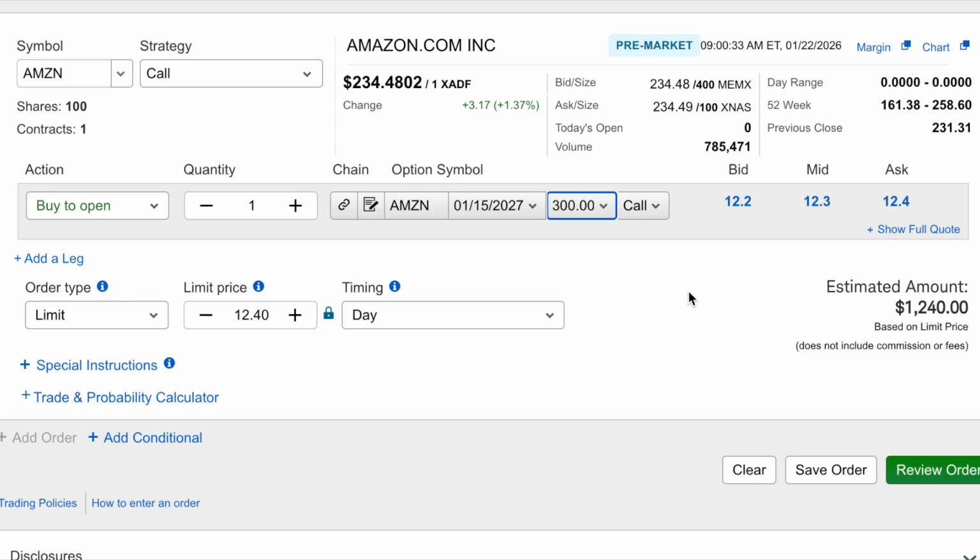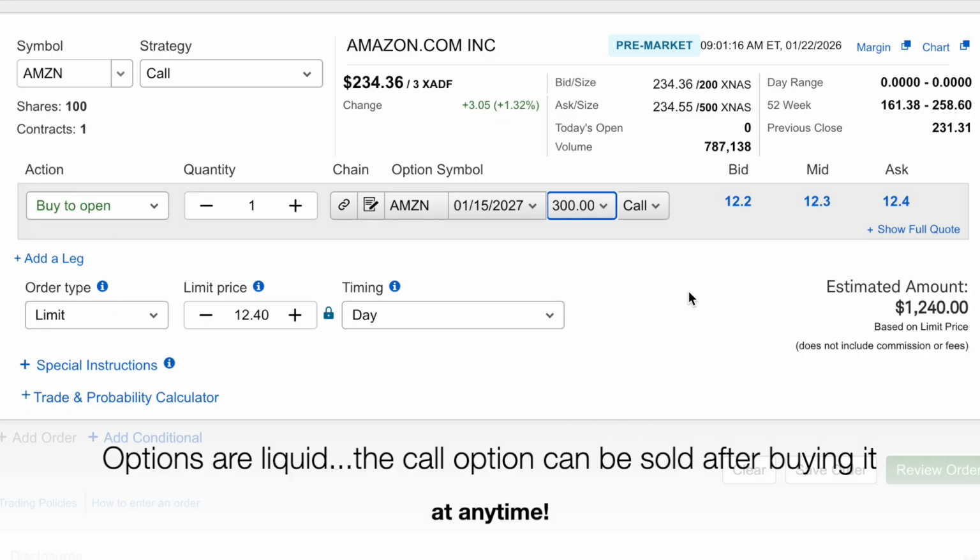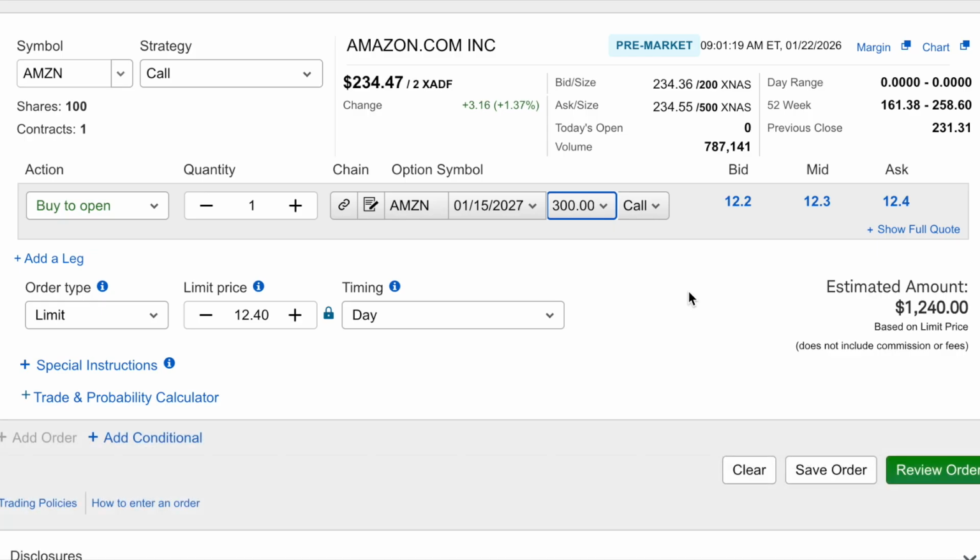But now let's imagine that we fast forward to, again, January 15th, and let's imagine that Amazon's trading at $400 a share. Well, we have the right to buy Amazon for $300, but it's currently trading at $400. There's some value there, right? We have the right to buy 100 shares of Amazon for $100 less than it's currently trading at. And so what would you think that value would be? It would be $10,000. So if Amazon is in fact trading at $400 a share on Expiration Friday, we could just sell the option for $10,000.